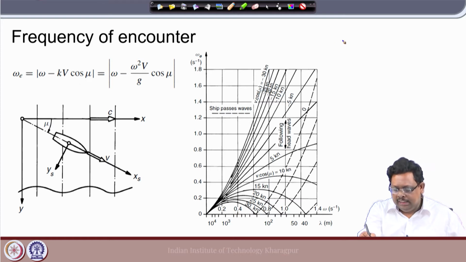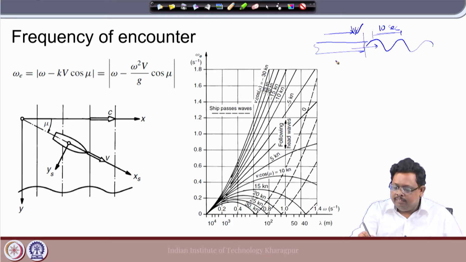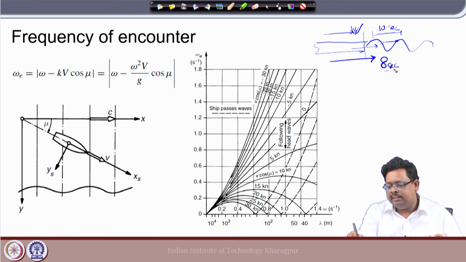Suppose we have a ship here, moving with some velocity v and approaching, and the wave is coming. If you stand still, these two wave crests approaching will take 10 seconds. But if you are moving with some velocity, then these two wave crests you can think of as 8 seconds.